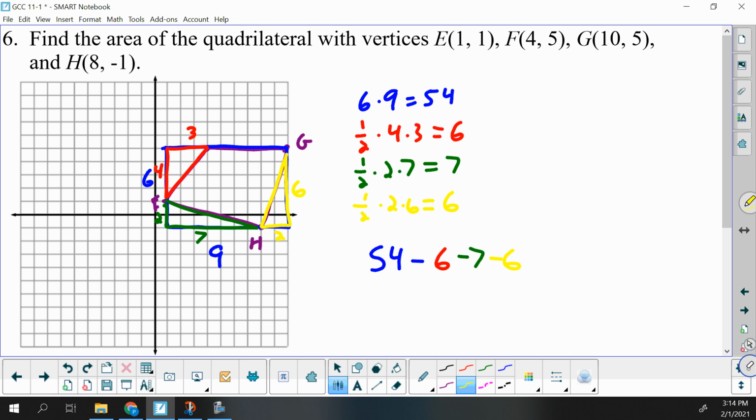Well, 6 and 6 is 12. Subtracting 7 more is 19. So we're going to do 54 minus 19. And that's going to give us 35 units squared.